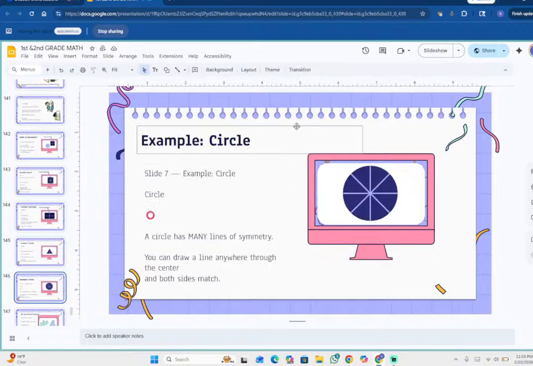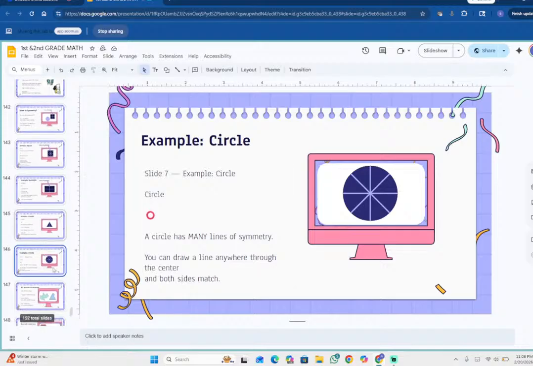Now, the next one's a circle. A circle has many lines of symmetry. It has almost infinite lines of symmetry. You can draw a line straight through the center, and any line you draw straight through the center will be a line of symmetry. So basically, a circle has infinite lines of symmetry.